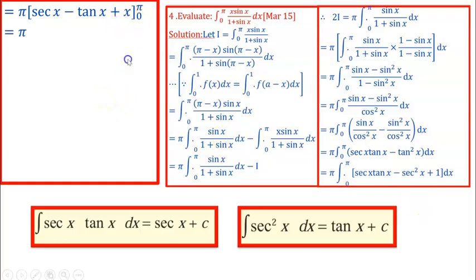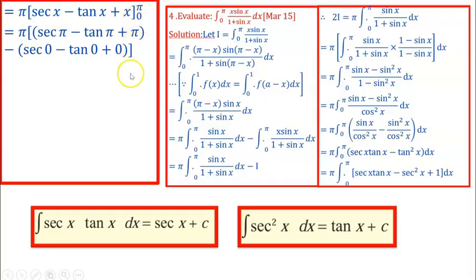Upper limit is pi, lower limit is 0. Okay, substitute the values. Sec of pi minus tan of pi plus pi, lower limit is 0. Okay, and hence here sec 0 minus tan 0 minus 0. Sec of pi is minus 1, tan of pi is 0. Therefore here is minus 1 plus pi. And what about here? The next, minus sec of 0 is 1, tan 0 is 0, and here minus 1. Okay, and after the minus 1 and minus 1, then you will get pi minus 2.